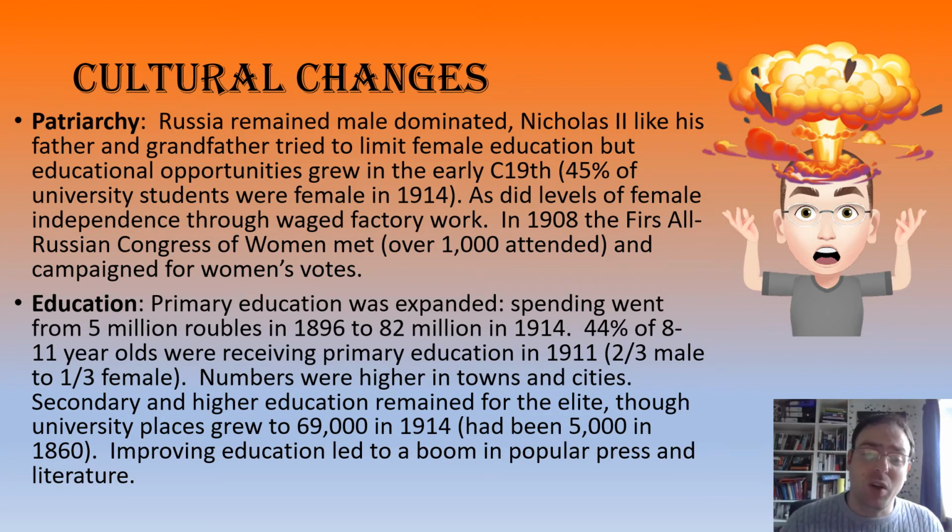There was secondary and higher education, but these remained very much for the elite. Though university places reached 69,000 in 1914, it had been 5,000 in 1860. But again, these numbers are small. We're talking about a population of 100 million, so we're talking about a very much elite group. Though the improvement in education, even at primary level, led to a boom in popular press and literature as more and more people could read.